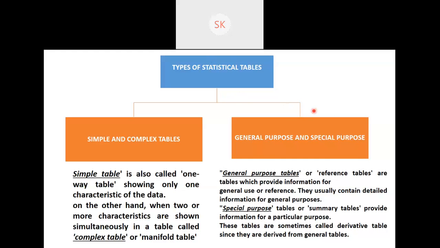Sorry, let's continue. The other one is when you have more than two characteristics, which is called a complex or manifold table. Now next, you have general purpose and special purpose tables. General purpose tables are also called reference tables. Here they will give us information for general reference, so they don't have too much detail in them, or they're not specific to anybody. It's generally given.